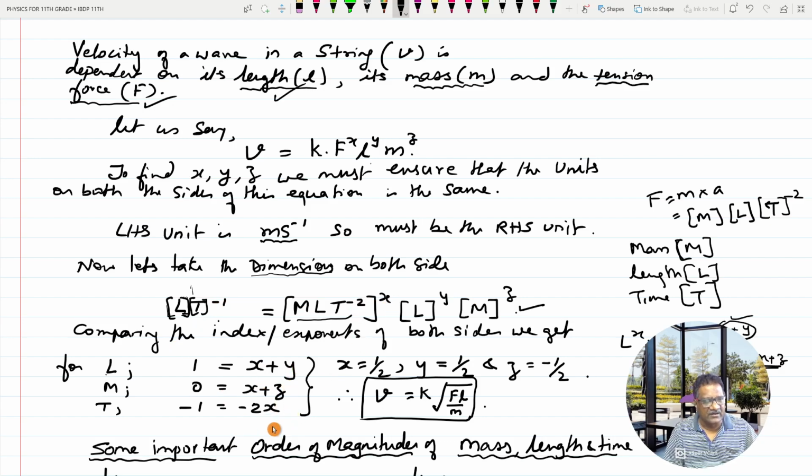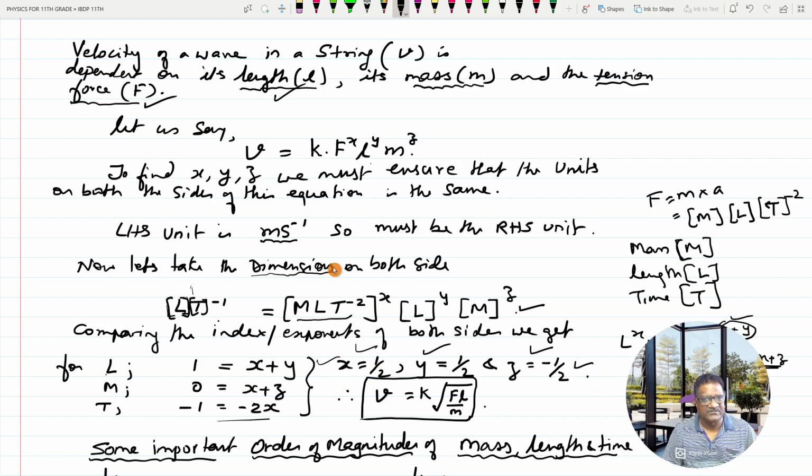Now, if you look at these three equations carefully, from here you will get x equal to 1 by 2. If you substitute that over here, you will get z equal to minus 1 by 2. And if you substitute that over here, you will get y equal to 1 by 2. So you get x equal to 1 by 2, y equal to 1 by 2, and z equal to minus 1 by 2.